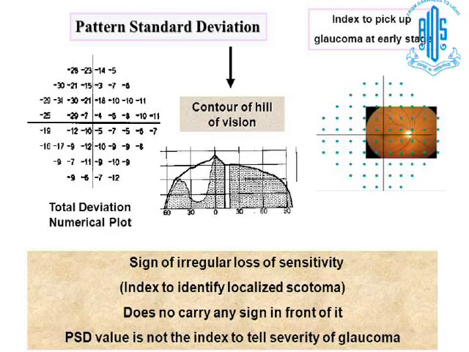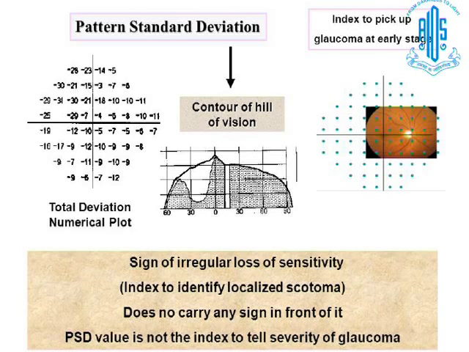Now, the most important component, the PSD. In single field analysis in glaucoma, PSD has value only in a suspected case of glaucoma. Once it is an established case of glaucoma, there is no role for PSD, because it only tells about the dip, that is, a localized scotoma, to pick up early glaucoma. Once early glaucoma starts, the irregularity starts, and how irregular it is is not very important.